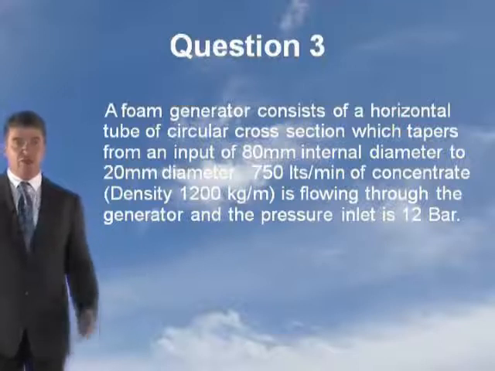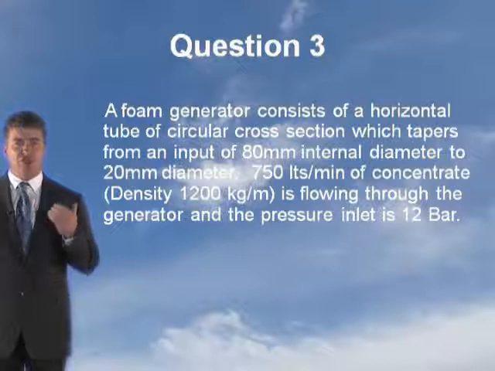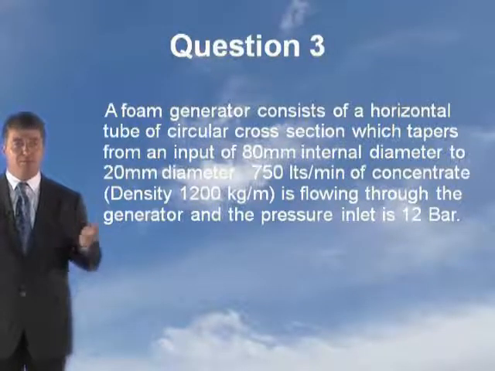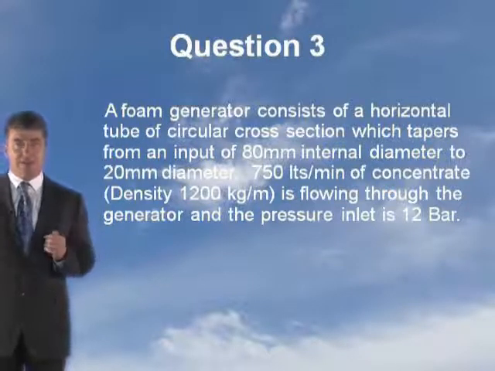Let's go through another question. Question 3. A foam generator consists of a horizontal tube of circular cross-section which tapers from an input of 80mm internal diameter to 20mm diameter.